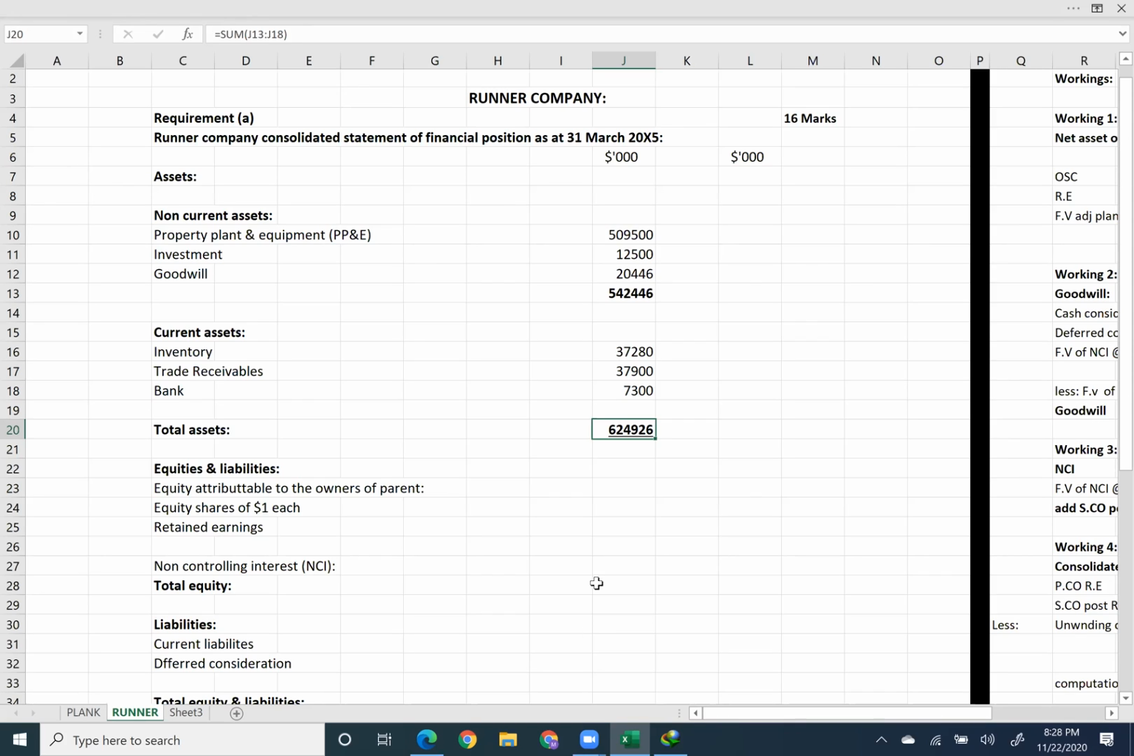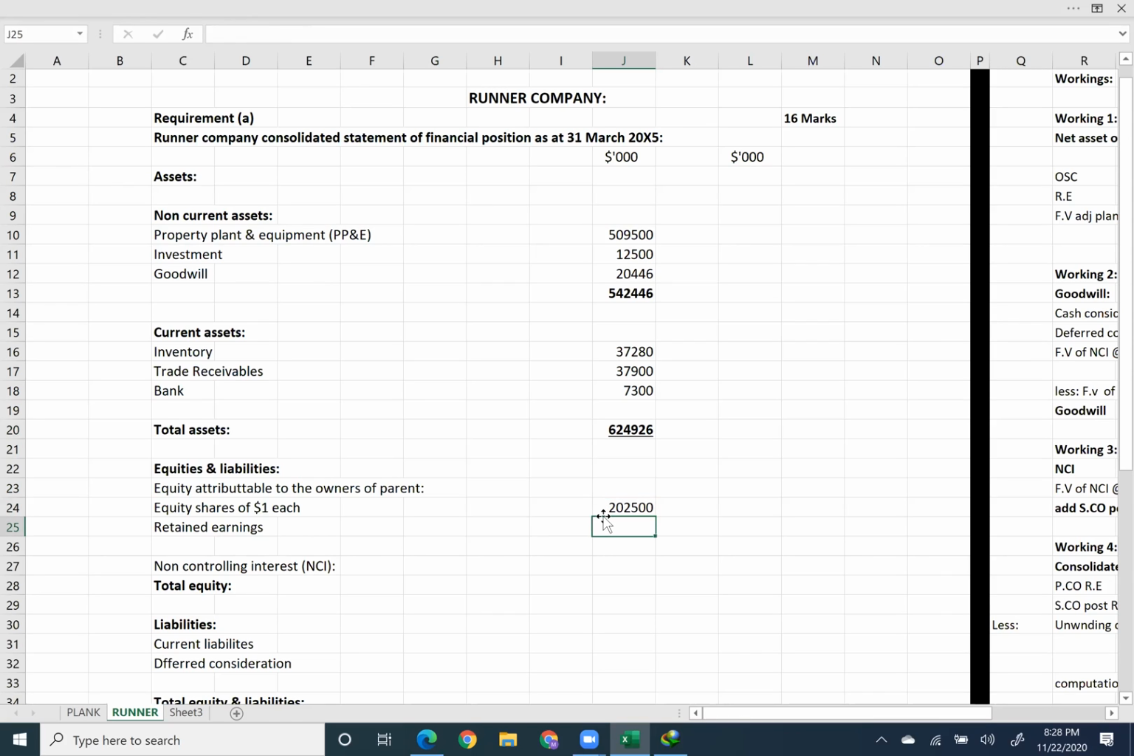Now come to the equity side. I hope you remember the basics. In the equity side, for share capital, only the parent company's share capital we write: 202,500. Please concentrate, only last few minutes. Parent company's share capital is 202,500.